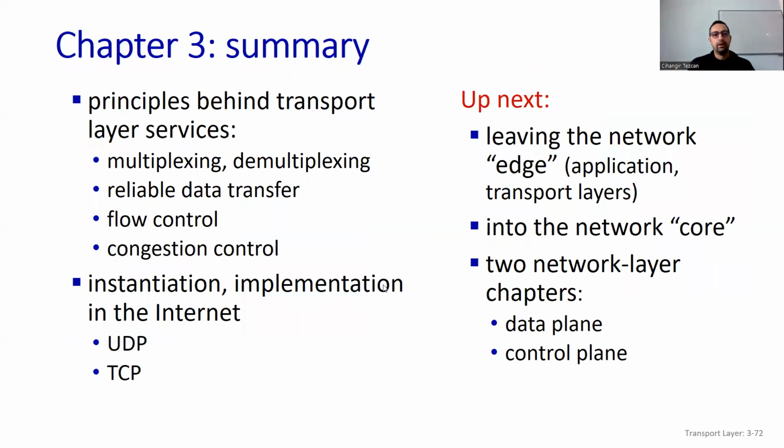Okay. So the summary is as follows. We talked about principles behind transport layer services: multiplexing, demultiplexing, reliable data transfer, flow control, congestion control. Then instantiation and implementation in the internet by the UDP and TCP protocols. And this actually covers our discussion for this layer.